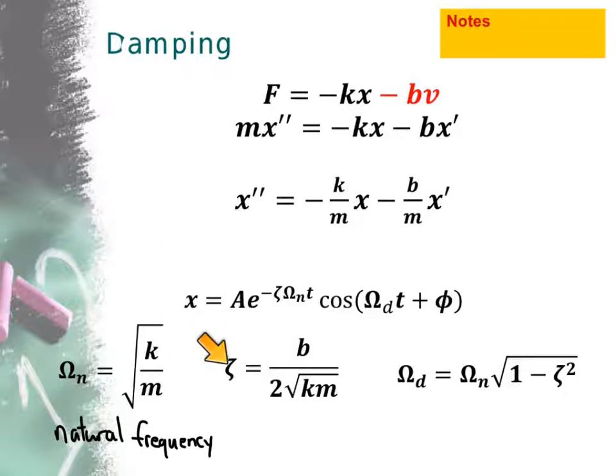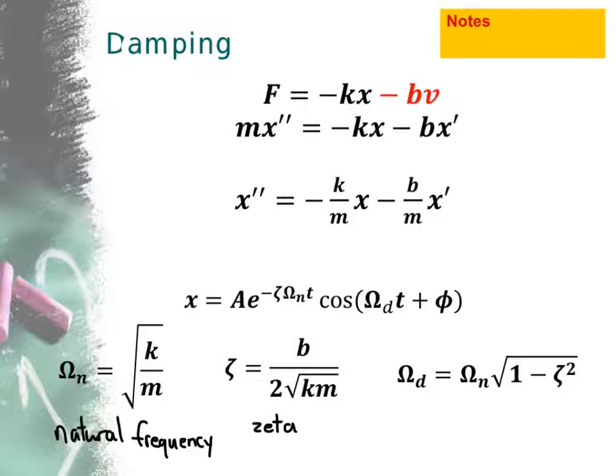This Greek letter is called zeta, Z-E-T-A. There's no special name for this variable, but what I will point out is that it gets stronger the stronger our viscosity gets. The more we can resist the velocity of our object, the larger this value gets. So when this is high, we have a very strong damping force.